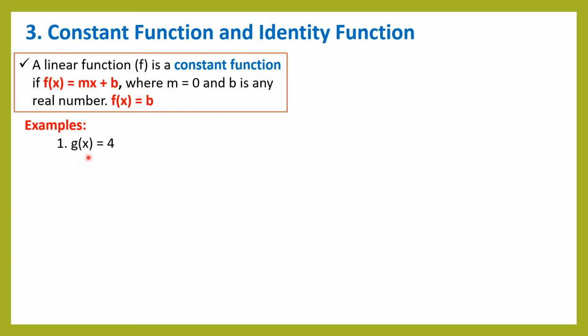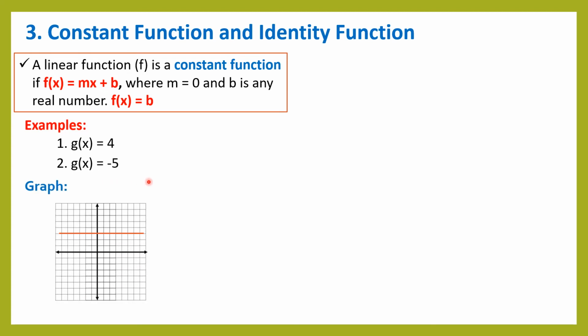Example, g of x, so since ang ginamit dito ay g, so we can read this as g of x is equal to 4. So, yung 4 ay constant. G of x is equal to negative 5. At ang graph niya ay pa-horizontal. It's either dito sa taas or dito sa baba.